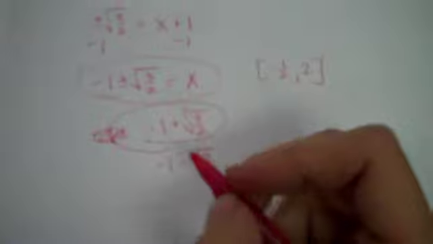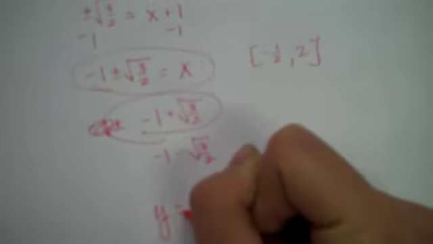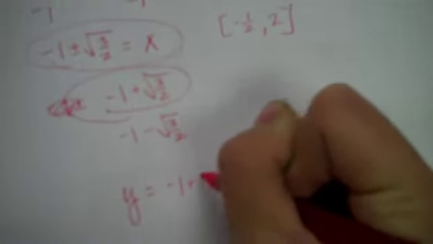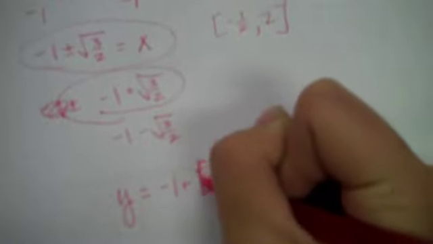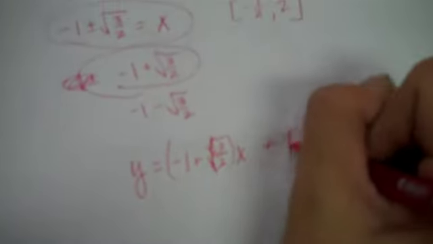So with that, our answer here for our tangent line is going to be y equals negative 1 plus the square root of 3/2 times x plus, and then the b, we're going to have to solve for that.